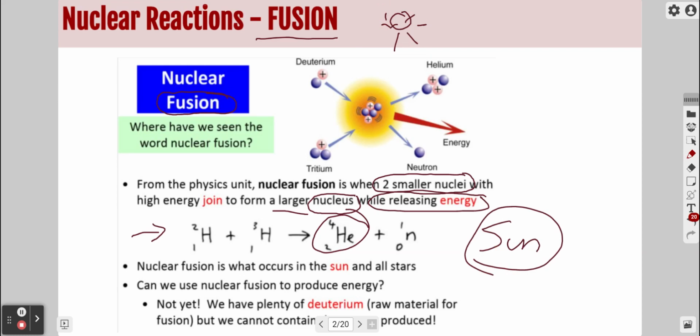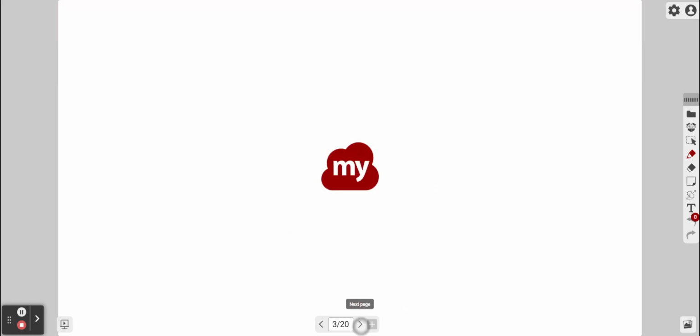We cannot yet harness nuclear fusion to create energy, but it's definitely something that is being worked on. We can't contain the energy yet, but it's one of the goals. The nice thing is, if you could do that reaction, the only byproducts are neutrons and helium, which are pretty neutral substances, so you don't get the same radioactive decay problem. So anyway, that's something that's being worked on.